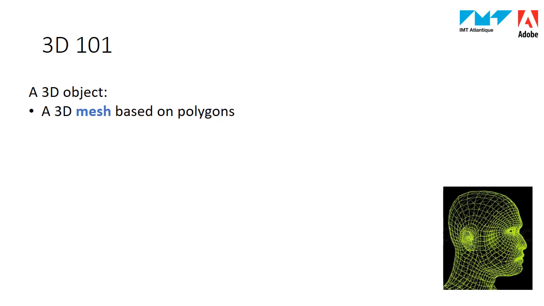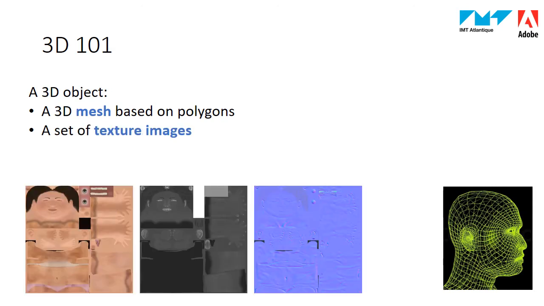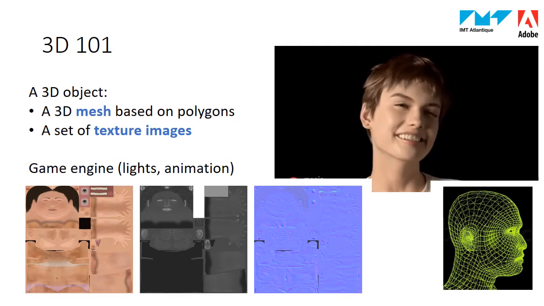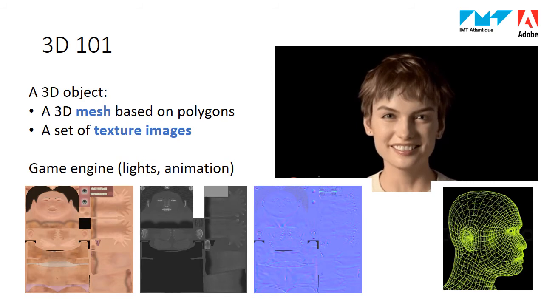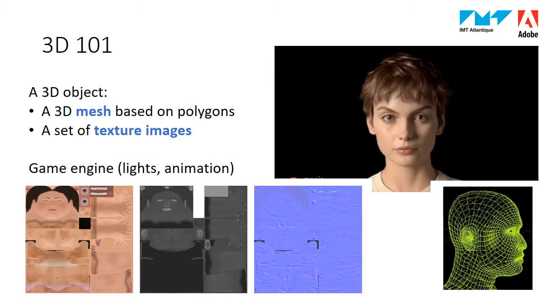A 3D object is basically composed of a 3D mesh, which is the geometry of this object based on polygons. The research community has produced a lot of work on mesh generation, mesh compression, mesh delivery. Another part of the object is a set of textures. The texture images are images which apply on the mesh surface to provide colors and material aspects. Then, the game engine processes a scene by applying lights, so typically with ray tracing techniques, and animation in order to generate photorealistic scenes, such as this photorealistic woman from Magic Leap.